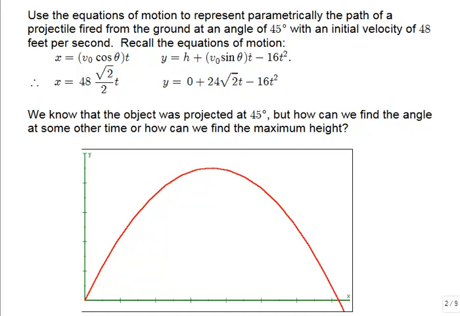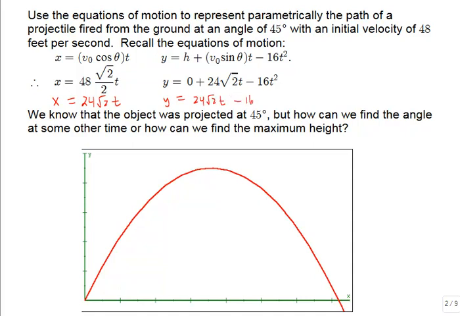So in our problem, if we're doing 45 degrees, cosine of 45 degrees and sine of 45 degrees is root 2 over 2, and our initial velocity v sub 0 is 48, and our height from the ground initially is 0. So our h is 0, our v sub 0 is 48, so 48 times root 2 over 2 is going to be 24 root 2. So simplified, this would be 24 root 2 t is equal to our x, and y is equal to 24 root 2 t minus 16t squared.